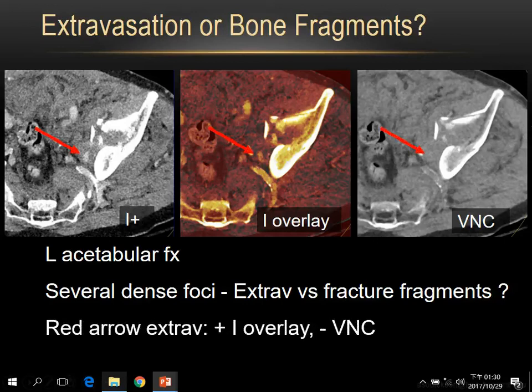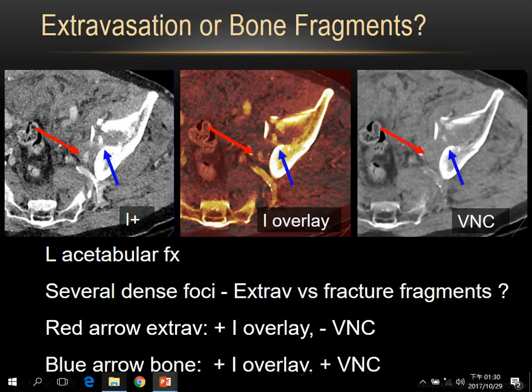This one is bright on our iodine image and disappears on our virtual non-contrast, so we all know by now what this is. This is iodine extravasation around this fracture. This spot is bright on both our iodine image and our virtual non-contrast image. This is a calcified fracture fragment, so we can easily differentiate iodine from calcium.